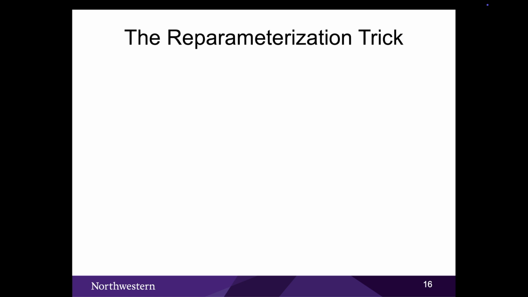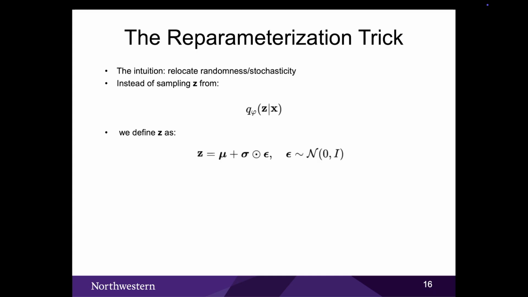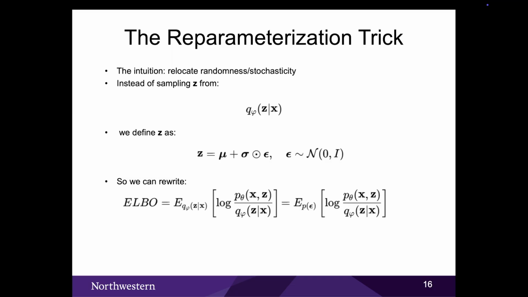So the main idea behind this trick is that we relocate the stochasticity out of our model parameters. Instead of sampling z from our approximate posterior, we define z concretely as the following, where epsilon is randomly sampled from a standard normal distribution. This allows us to relocate the stochasticity from the distribution whose parameters our model is trying to optimize to one with no learnable parameters, epsilon, allowing backpropagation to pass through cleanly.